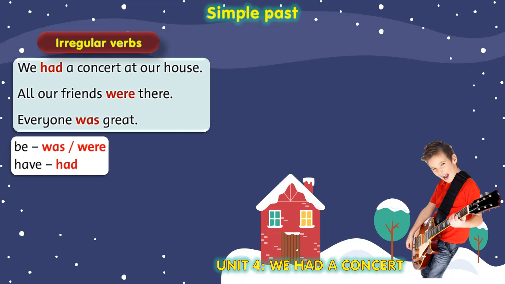Everyone was great. And when we use the simple past, we have to change the verb. For example, is we change to was, are we change to were, have we change to had. For example, we had a concert. All our friends were there. Everyone was great.